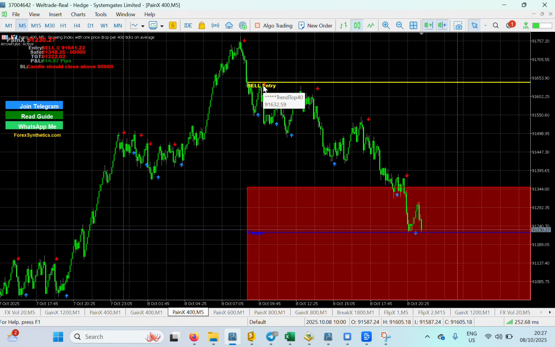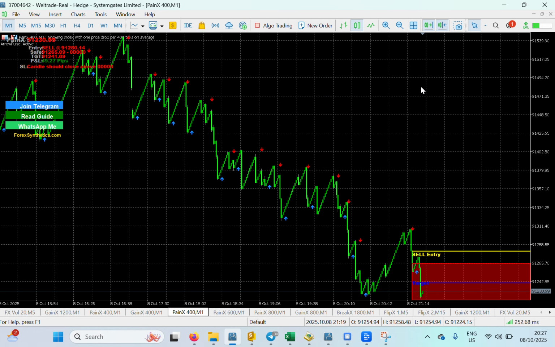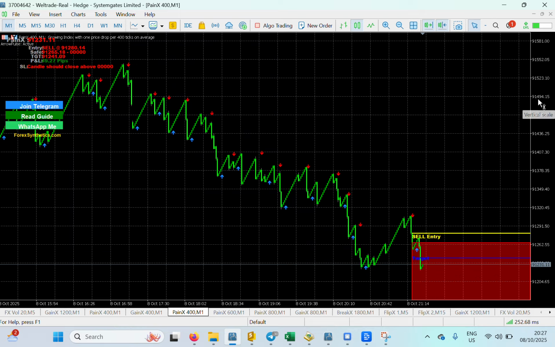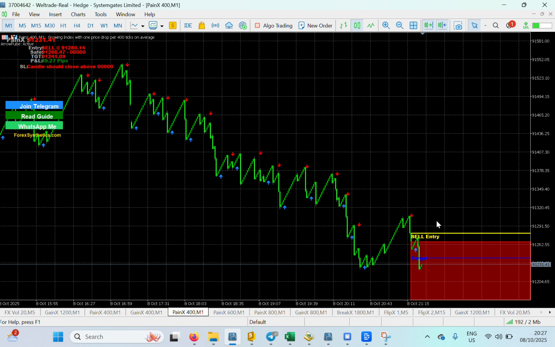So confirm with M5, minute 5, and check if you also have a sell entry and you also have a sell arrow. When you see those things, you can now move to minute 1. On minute 1, that's where you can enter trades. Remember, on minute 1, I think somewhere back there, it had the very same sell arrow and sell entry.